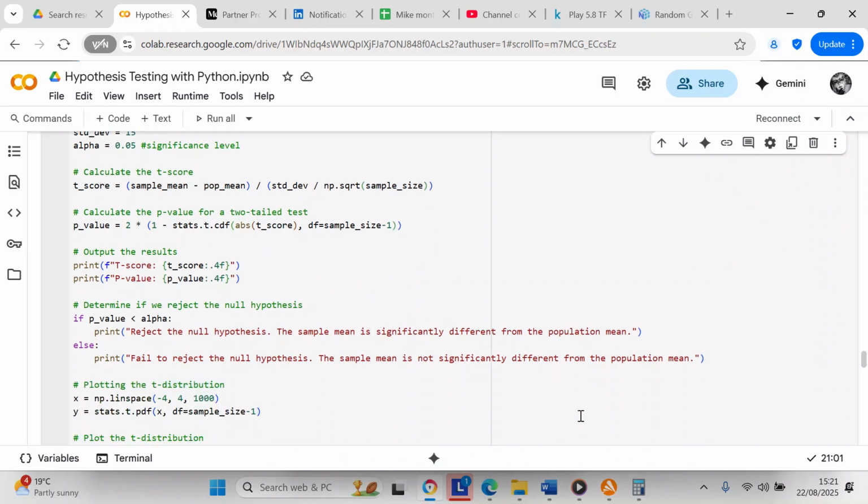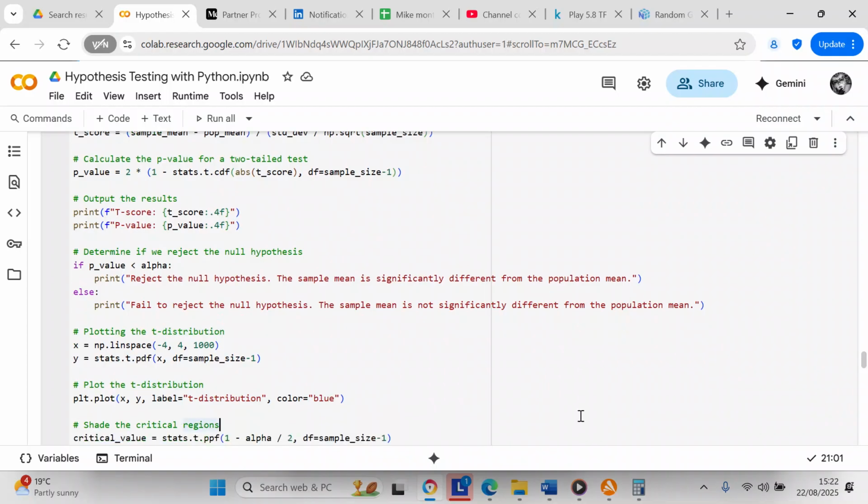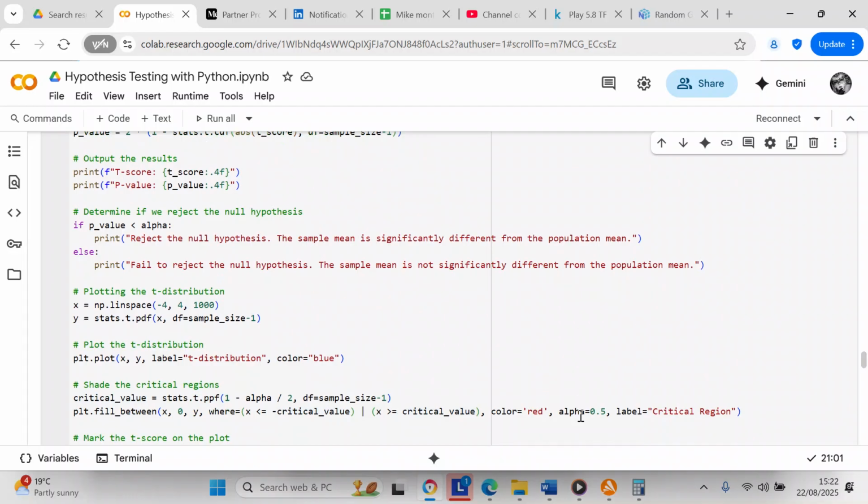So we're going to plot the t-distribution, being x equals np.linspace, brackets -4, 4, 1000, y equals stats.t.pdf, and pdf stands for probability density function, brackets x, df equals sample size minus 1, so df is, I think, 29. And then we're going to plot the t-distribution: plt.plot, brackets x, y, label equals t-distribution, color equals blue. We're going to shade the critical region.